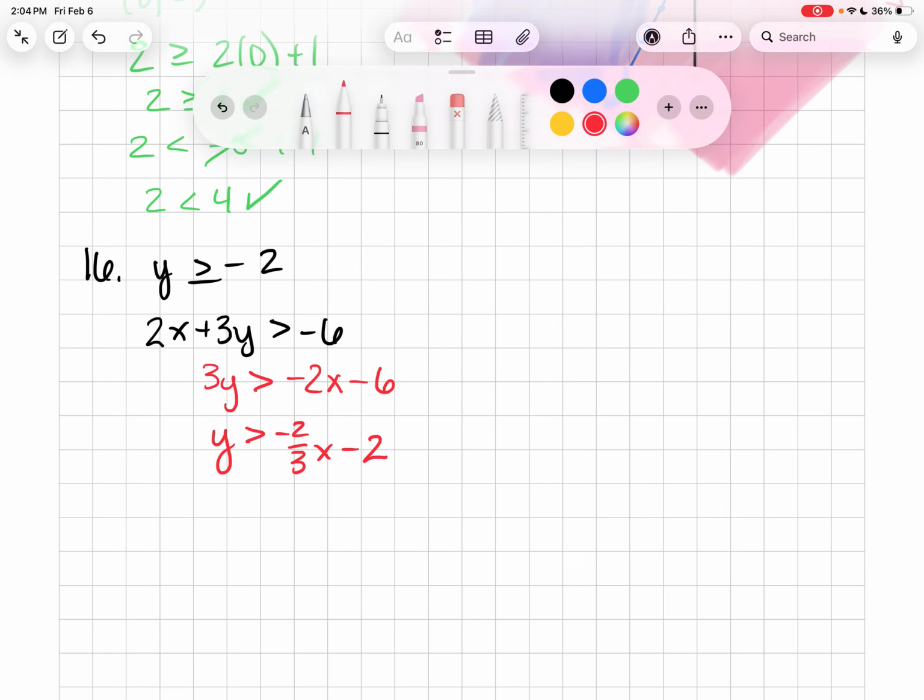All right, so on the top one, is this going to be solid or dotted? Solid. And do I shade above or below? Above. And then on the bottom one, dotted and above. So notice this one, they are both above. I said normally they're opposite, but they can be the same. So, set up a graph.